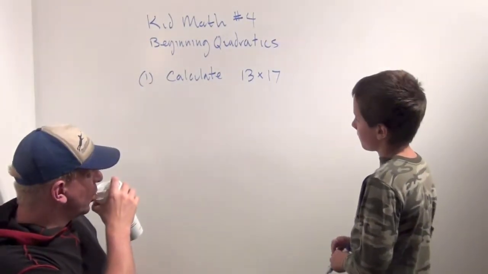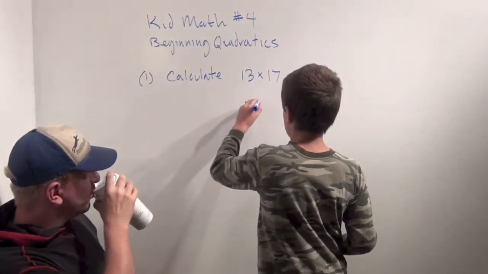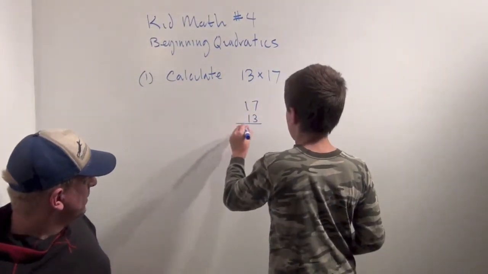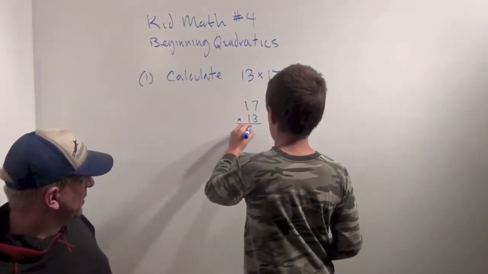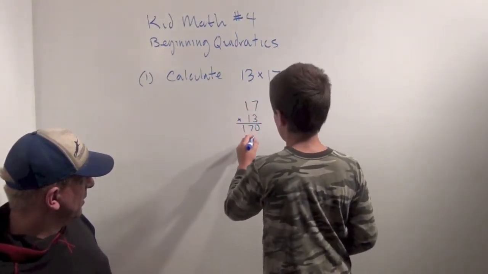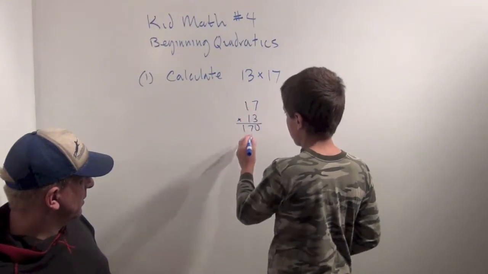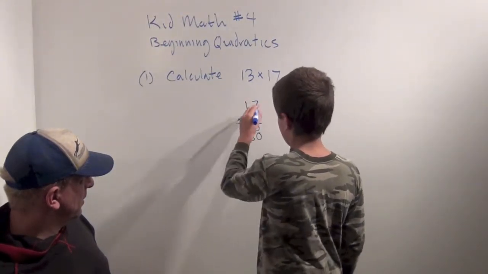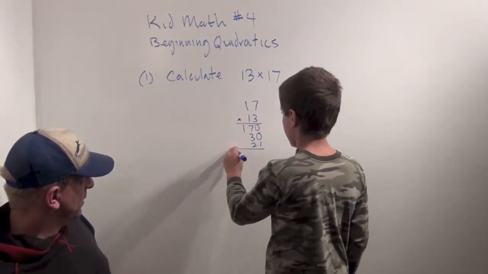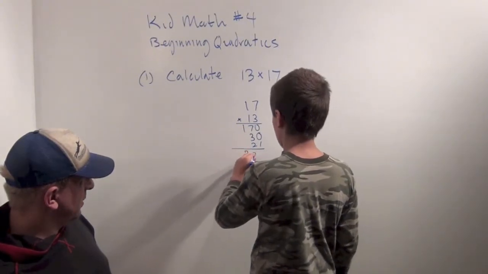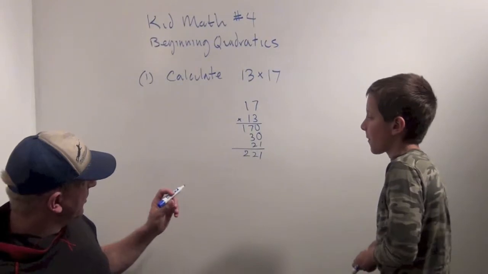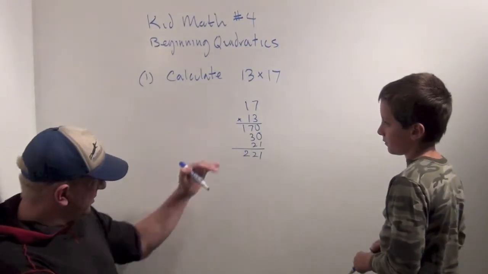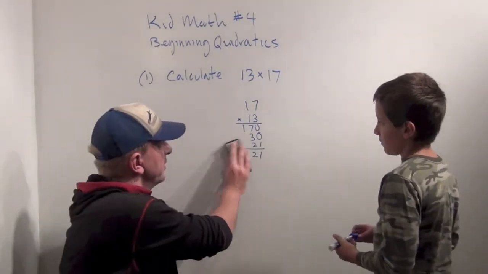Normally? Yeah. Well, I do this multiplication. Okay, go ahead, show me. 170, 10 times, and then 30 and 21. Okay. Or 221. 221. Okay.